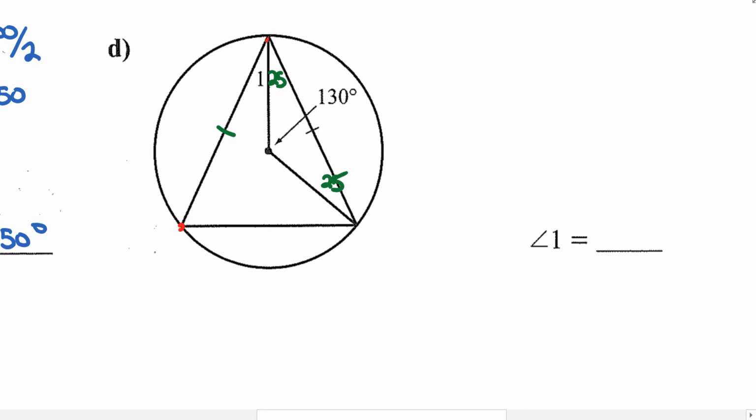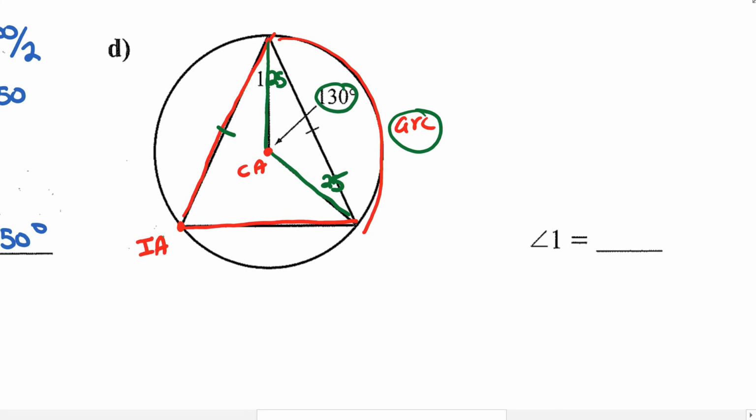Actually, no, let's take a look at this angle right here. That's an inscribed angle, and this right here is a central angle. If I look at the inscribed angle, it opens up to this arc right here, and my central angle also opens up to that exact same arc. So if the central angle is 130 degrees, the inscribed angle is going to be half of that. Half of 130 is 65, so that's going to be 65 right there.